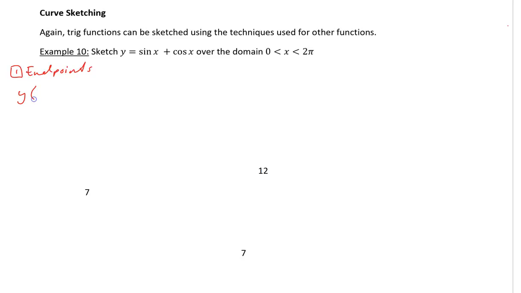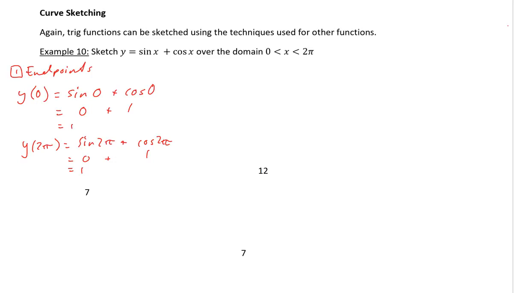What is y of 0? It equals sine 0 plus cos 0. Not cos theta, just get in the habit of doing that, cos 0. Sine 0, we need to remember some of these, is 0, plus 1 equals 1. Also, y of 2 pi is sine of 2 pi plus the cos of 2 pi, which equals 0 plus 1, equals 1. There are our two endpoints, so I know that's where it starts and finishes, at 1 and 1.